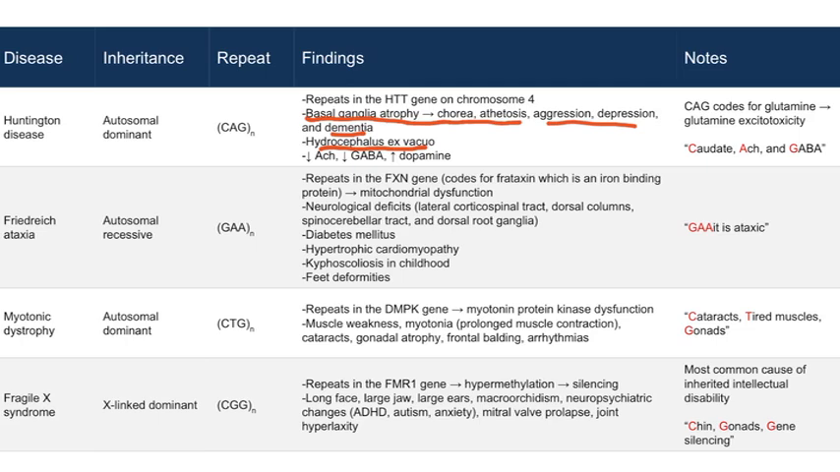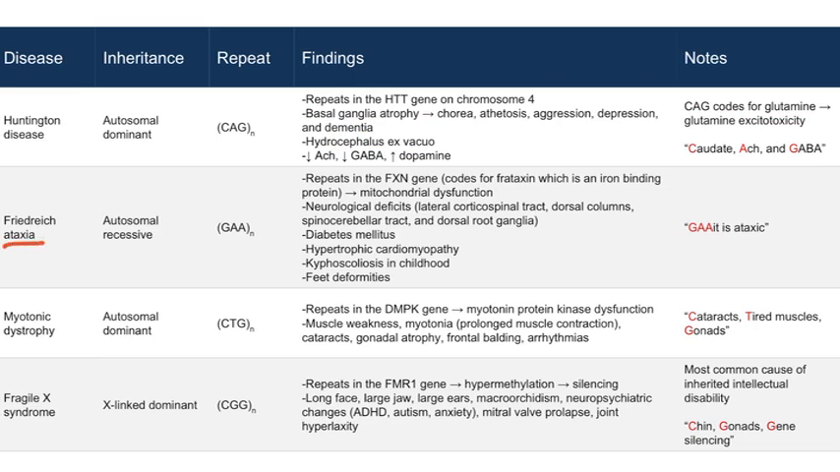Decreased concentrations of acetylcholine and GABA, as well as elevated dopamine levels in the brain, are associated with this condition. Because CAG codes for glutamine and Huntington disease is caused by CAG repeats, this disorder results in excess glutamine in the brain, which is an excitatory neurotransmitter. Therefore, this can result in glutamine excitotoxicity. Finally, the CAG repeat can be remembered by recalling a few facts about the disease. So, caudate, acetylcholine, and GABA. Notice that the first letter in each of these words corresponds to the trinucleotide repeat CAG.